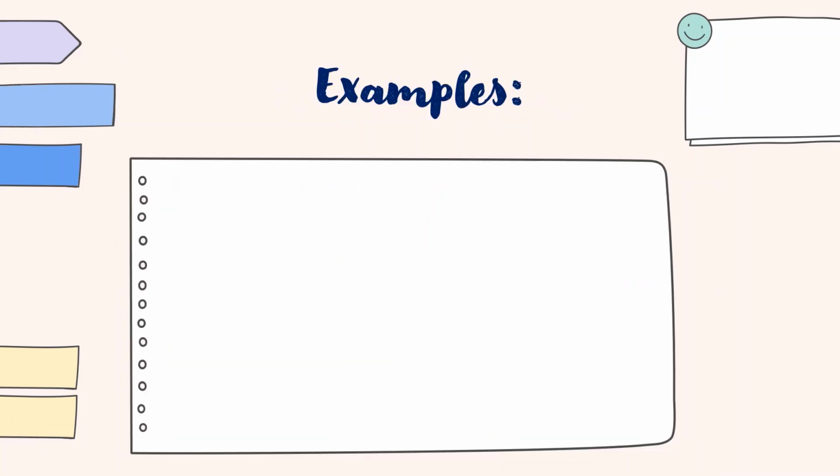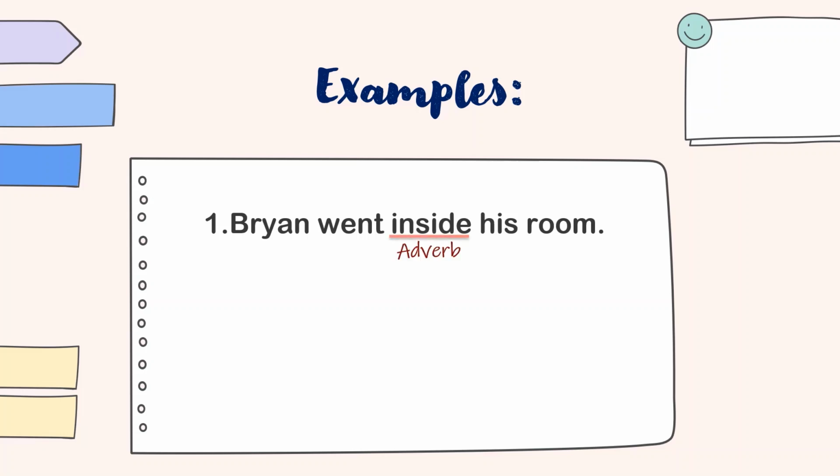Let's examine the following sentences. Number 1. Brian went inside his room. The adverb in the sentence is inside. It modifies the verb went, for it shows us where Brian went. Where did Brian go? Very good. He went inside his room.